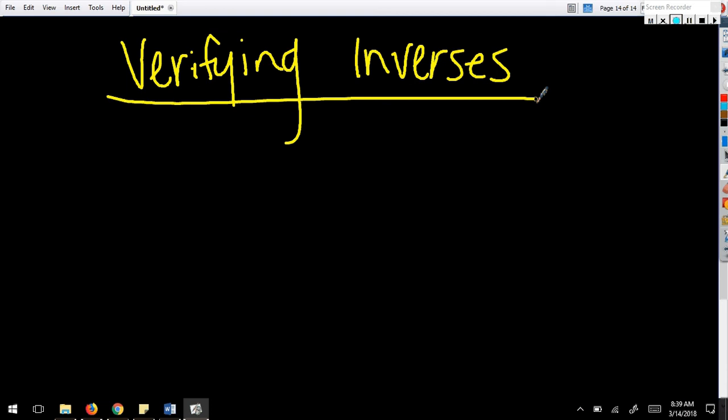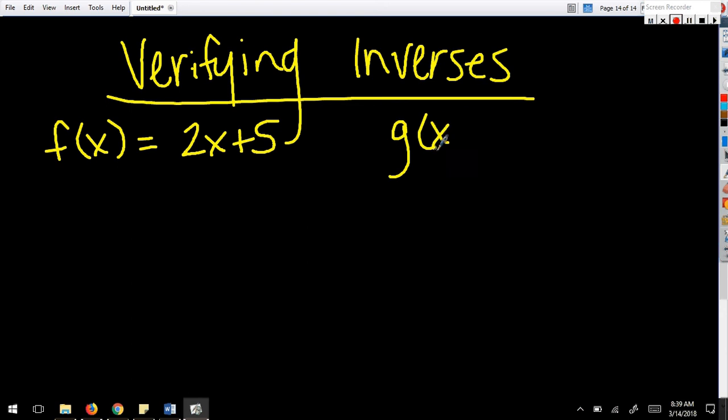You'll see why we learned it, to verify inverses. Let's take two things that we know are inverses. In fact, let's use that very simple linear function that we did in the beginning. It was 2x plus 5? I'm going to rename the inverse. I'm going to call it g of x, and we got x minus 5 over 2, or 1/2 x plus 5 over 2, right?